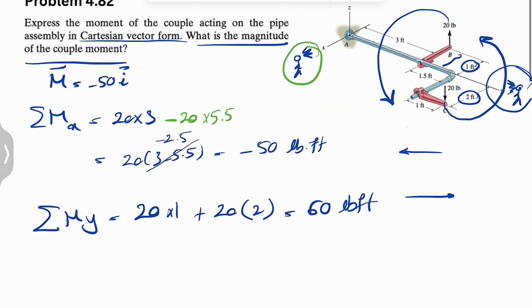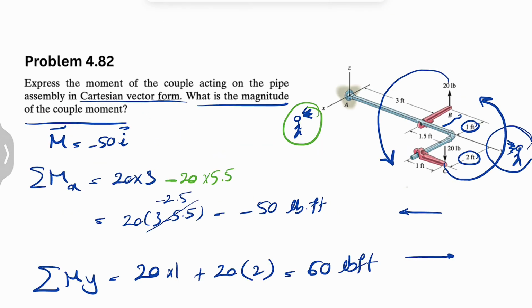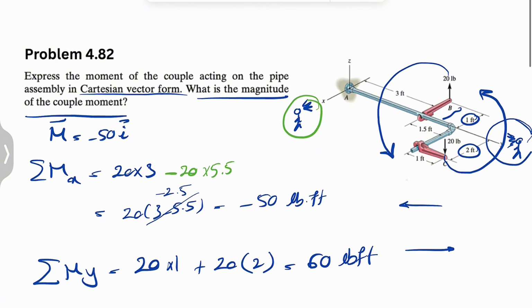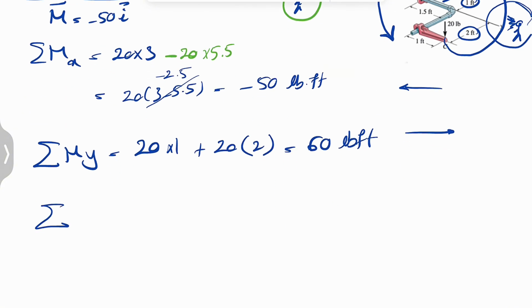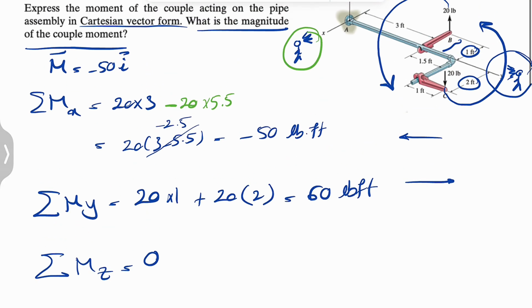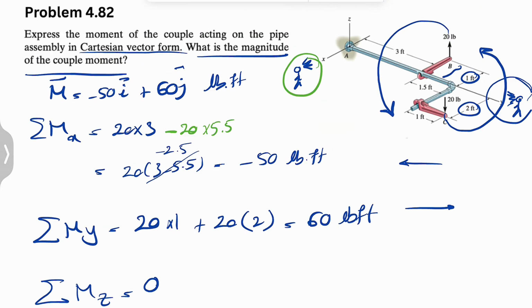If we want the sum of all moments about the z-axis, because both forces are parallel to z, they're not going to make any moment, so the sum of moments about z is 0. We can show here the 60, which is the moment about the y-axis, and this is the first part of the question, where we needed to find the moment in vector form.